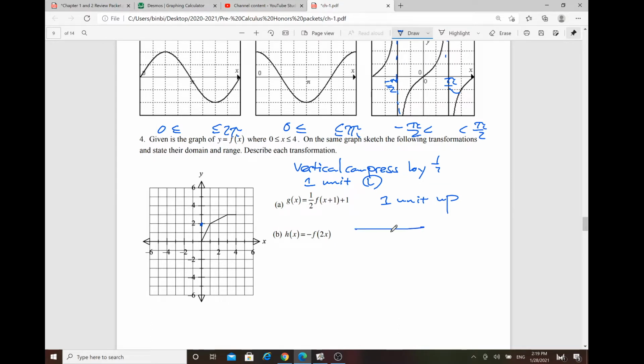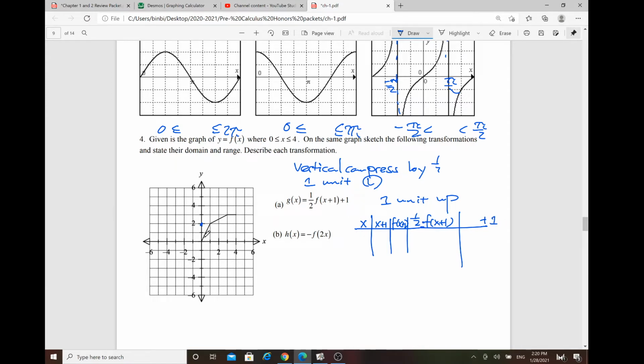Started at 0. So I probably want to set up the xy table. So x, and then put in the factor x plus 1. So one thing at a time, and then f of x plus 1. And then the other column, 1/2 times that f of x plus 1. And then finally, just f1 with the final results.